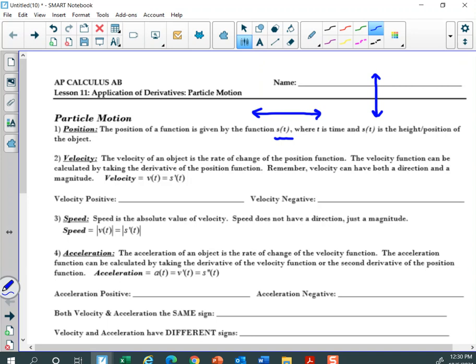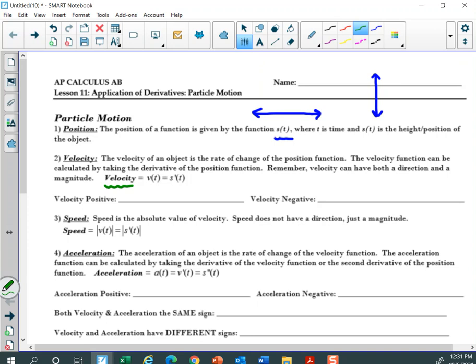If I want to measure how that position is changing, measuring what's called the velocity will measure the change in the position, the instantaneous change in position at any given time. The instantaneous rate of change in the position at any given time.